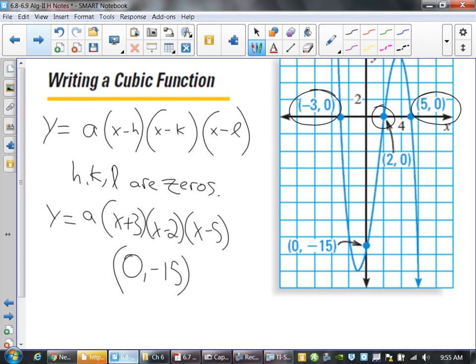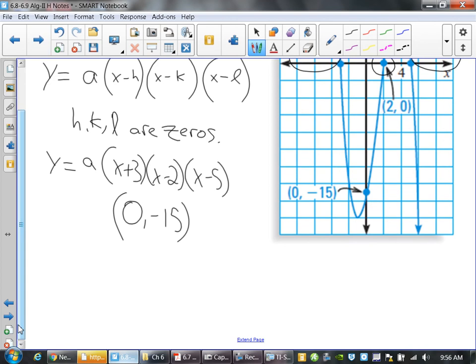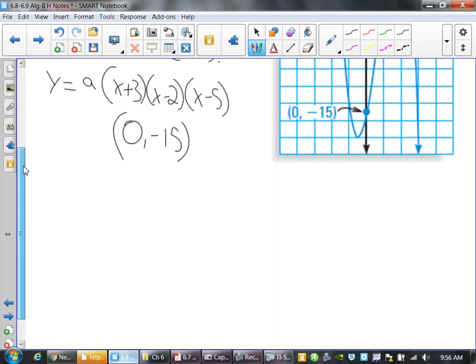Well, using that 0, -15, what could I solve for? A. Very good. I can solve for A. But if I'm looking at my graph right now, what should A be? Should it be positive or negative? Think about the tails. Negative. It should be negative because it's going up, then down. Okay. So here's what we do. You're given all that information. It's just a matter of substituting in and solving for A and then rewriting.